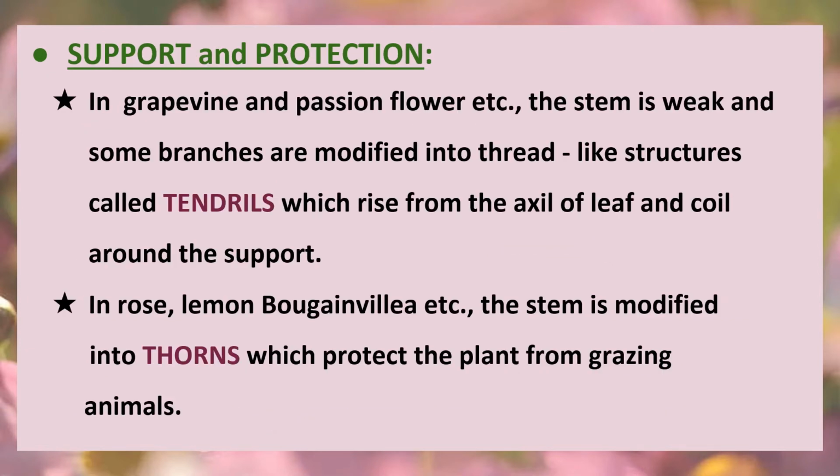Support and protection. In some plants like grapevine and passion flower, the stem is weak and some branches are modified into thread-like structures called stem tendrils. They arise from the axil of leaf and coil around the support. In rose, lemon, bougainvillea, the stem is modified into thorns. They protect the plant from grazing animals.